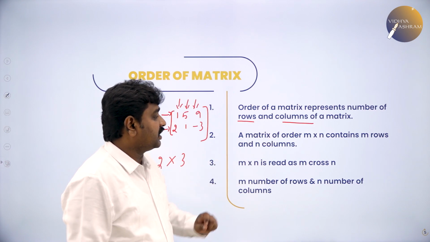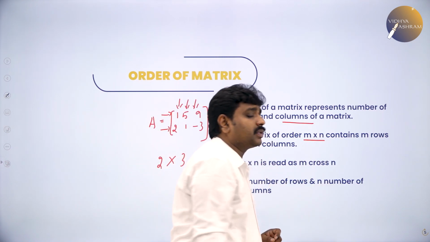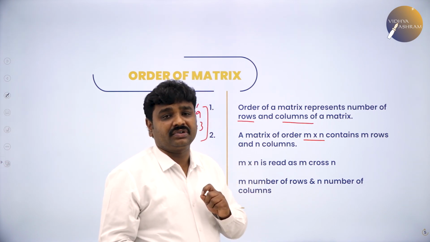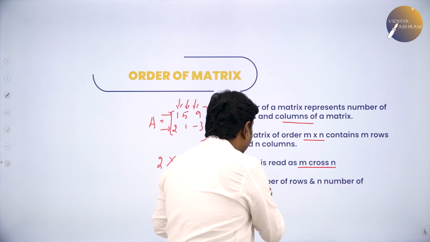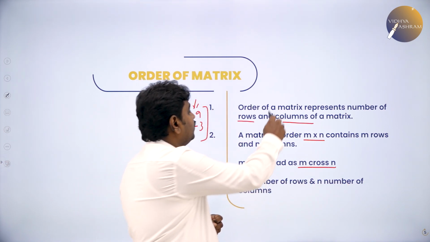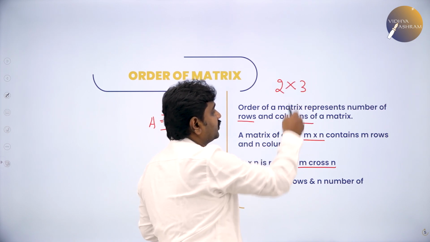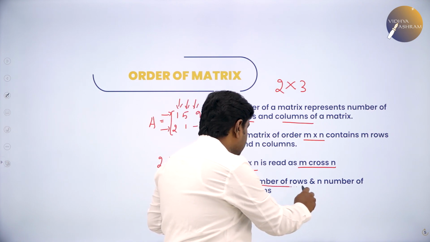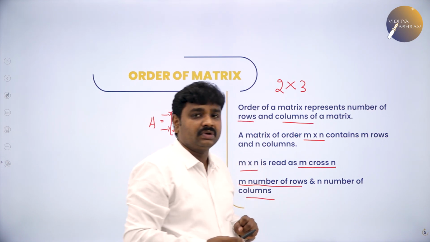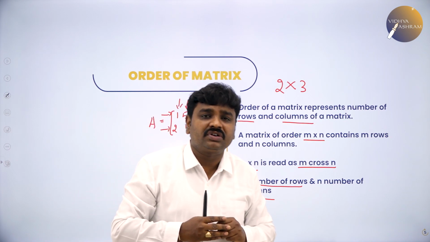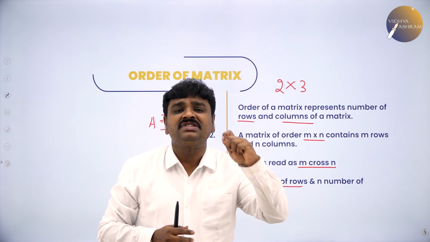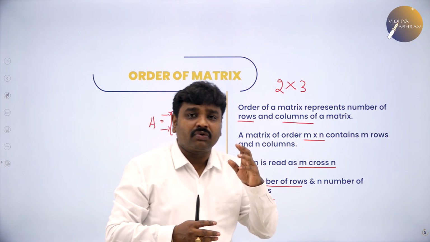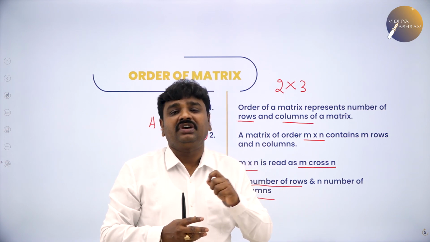A matrix of order m cross n means it has m rows and n columns, and this is read as m cross n. We read this as 2 cross 3, meaning 2 rows and 3 columns. So m represents the number of rows and n represents the number of columns. First I taught you what is a matrix: a rectangular arrangement of elements in rows and columns represents a matrix. What is the order of a matrix? The number of rows and number of columns represents its order.